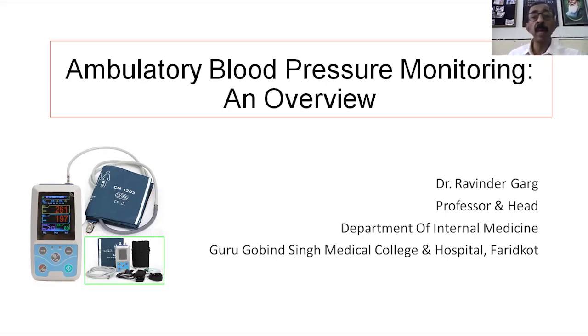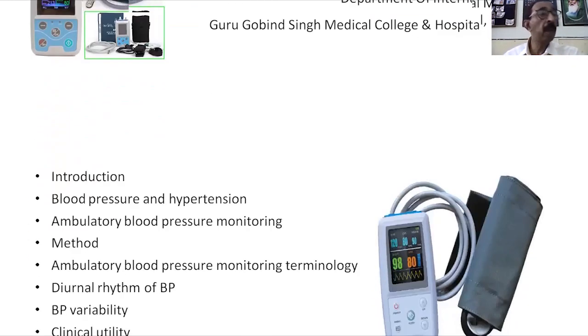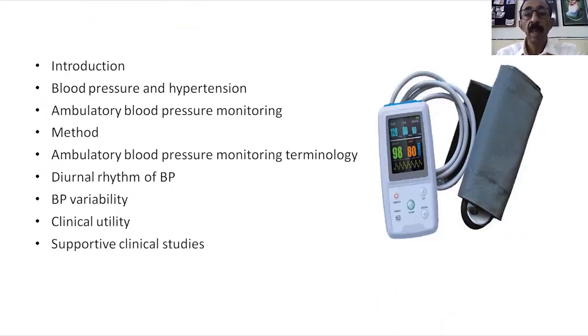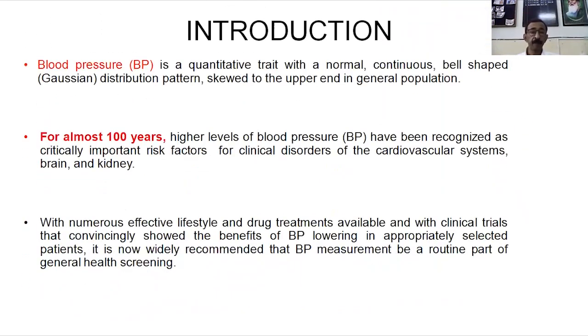So today, in the next few minutes, we'll go through an overview of one of the important methods of blood pressure monitoring, that is ambulatory blood pressure monitoring. And we'll go through the following headings: introduction, what is blood pressure, hypertension, something about ambulatory blood pressure monitoring, the method, the various terminologies which are used during the ambulatory BP monitoring, what's diurnal rhythm of blood pressure, the blood pressure variability, what is the clinical utility of ambulatory BP monitoring, and some of the supportive clinical studies.